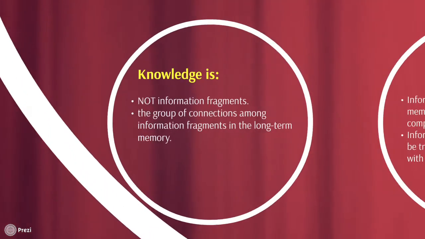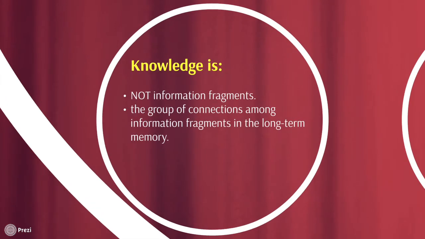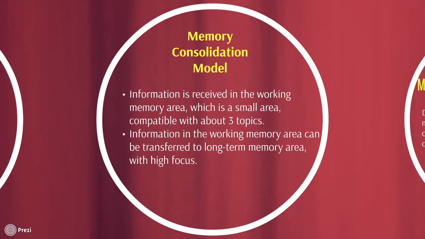Knowledge is not information fragments. It is the application and connection of information fragments, descriptions, and skills. It can be theoretical and practical understanding of a subject. A good model to explain the brain's memory capabilities is memory consolidation. Memory consolidation is the process of converting short-term memories into long-term memories.